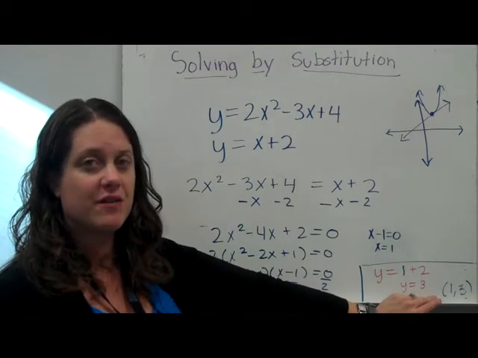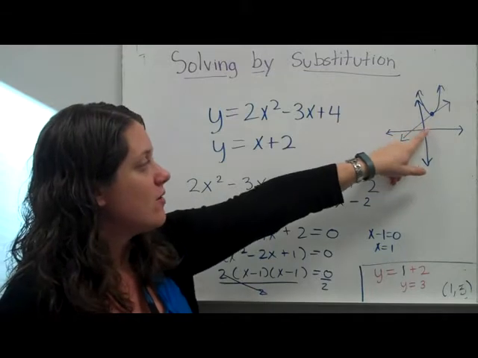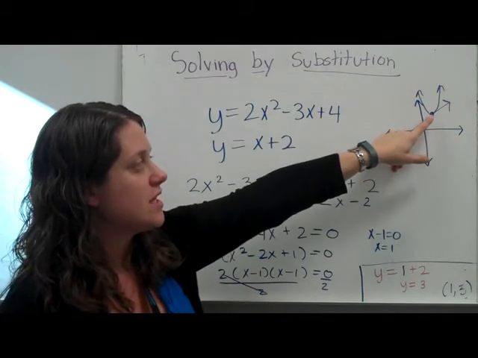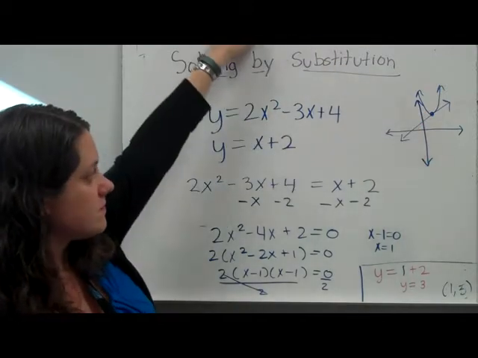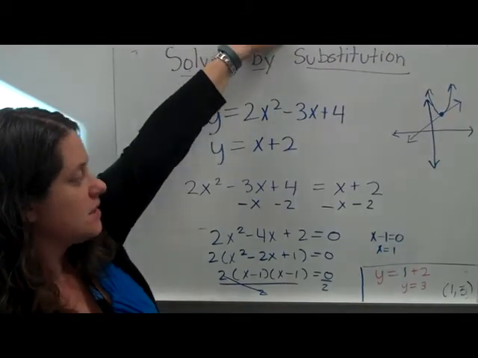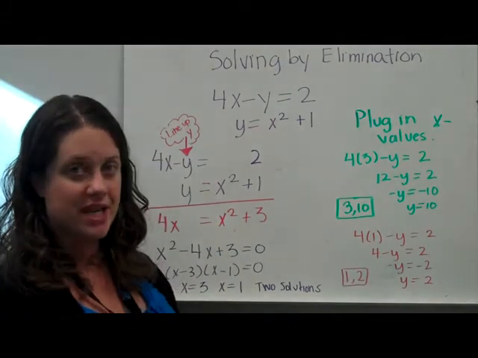And if you graph these in a graphing calculator, you would see the picture would look about like that. And at (1, 3), which is actually close to the vertex, is where they intersect. Okay. So, of course, the last way is going to be to solve by elimination.